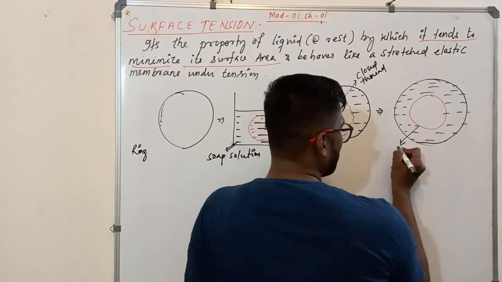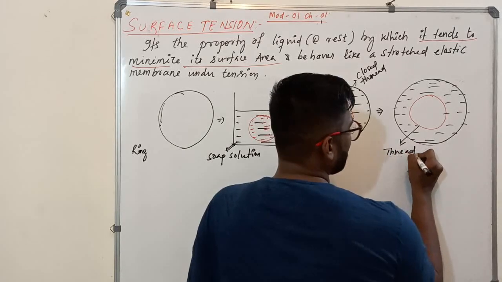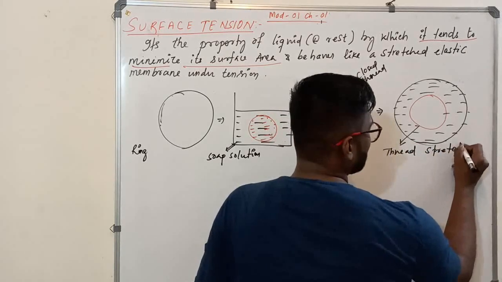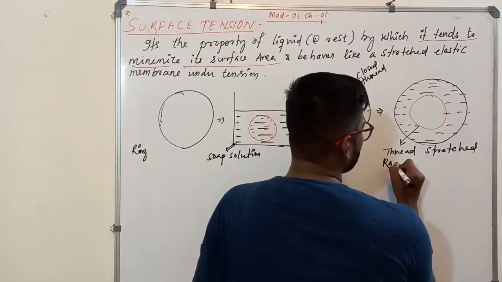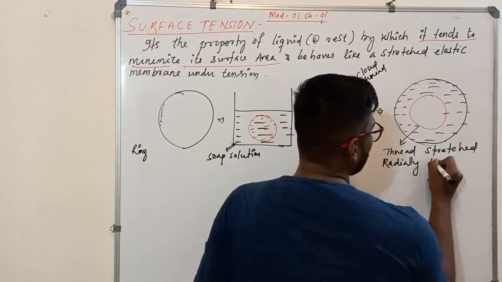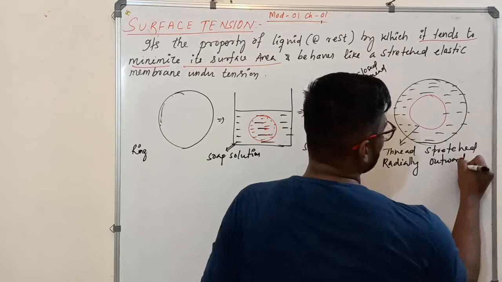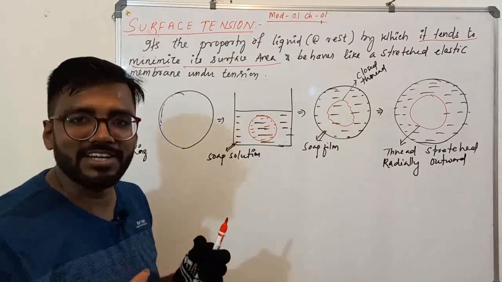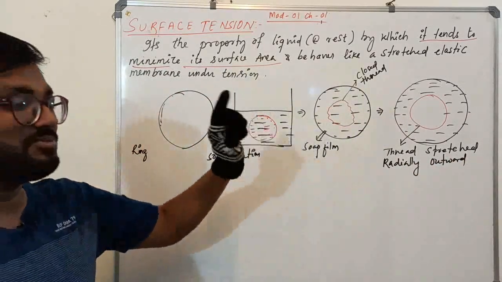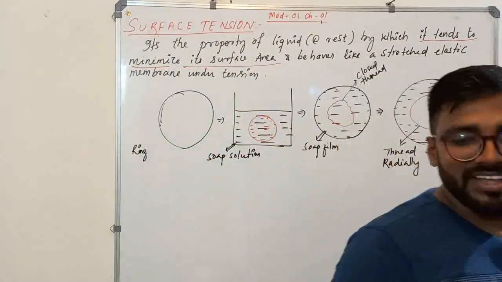The thread stretched radially. The thread stretched radially outward. Now this is interesting. Why did this happen? Okay. So what did we study?